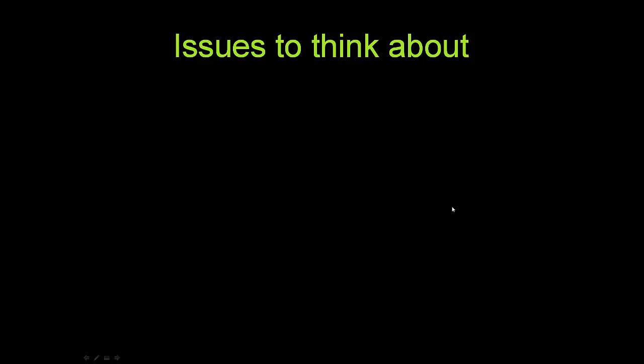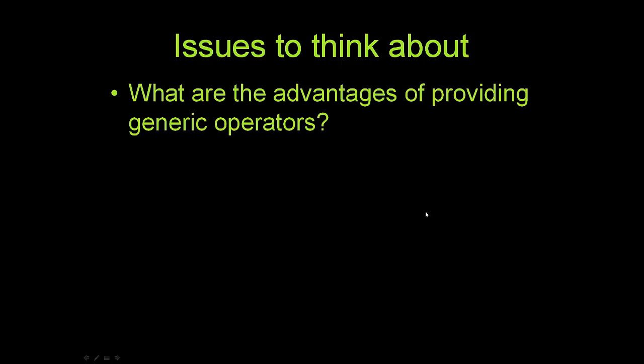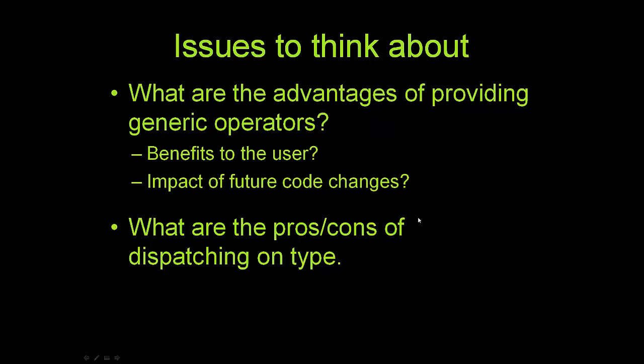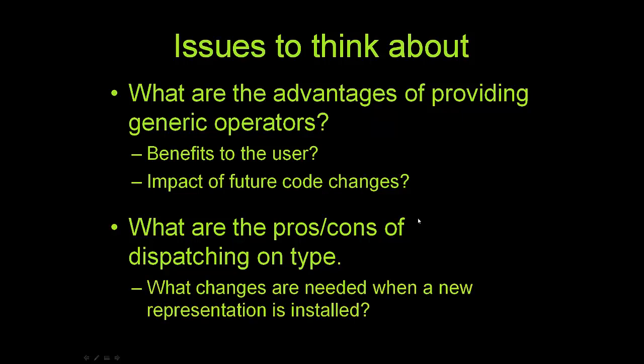So something to think about. Now, what advantages does providing these generic operators bring? What are the benefits to the user? What's the impact on future code changes? And what are the pros and cons of dispatching on type? Think about what changes are needed when a new representation is installed. So you add another type, what happens? And next thing, does it actually resolve the naming conflict issue?